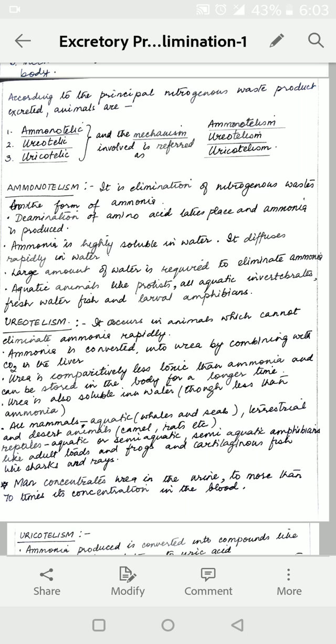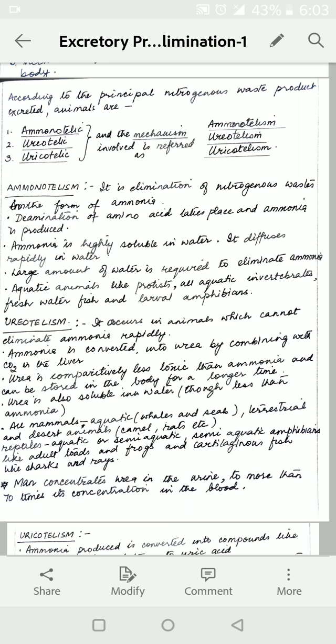So as it diffuses rapidly in water, it is highly toxic and so it cannot be stored in the body for long. It has to be eliminated as soon as it is formed, since the concentration of ammonia is maintained at just 0.2 mg per 100 cubic centimeter of blood, beyond which it becomes toxic.